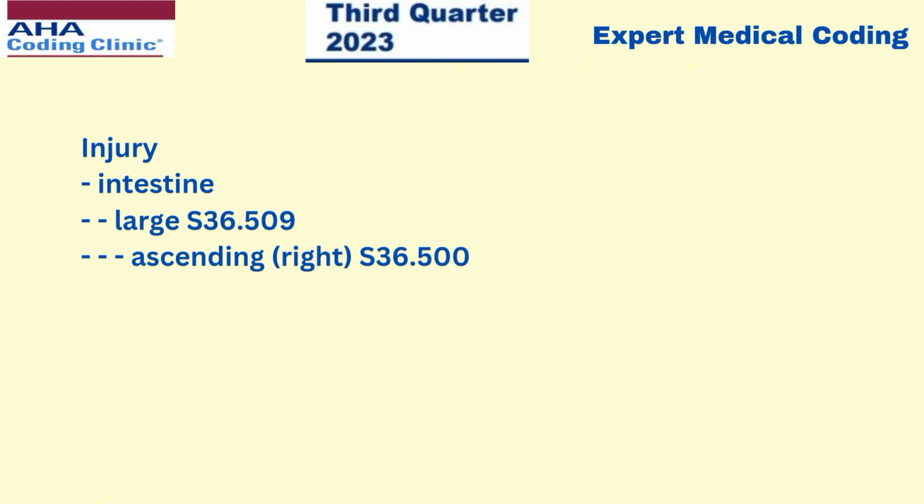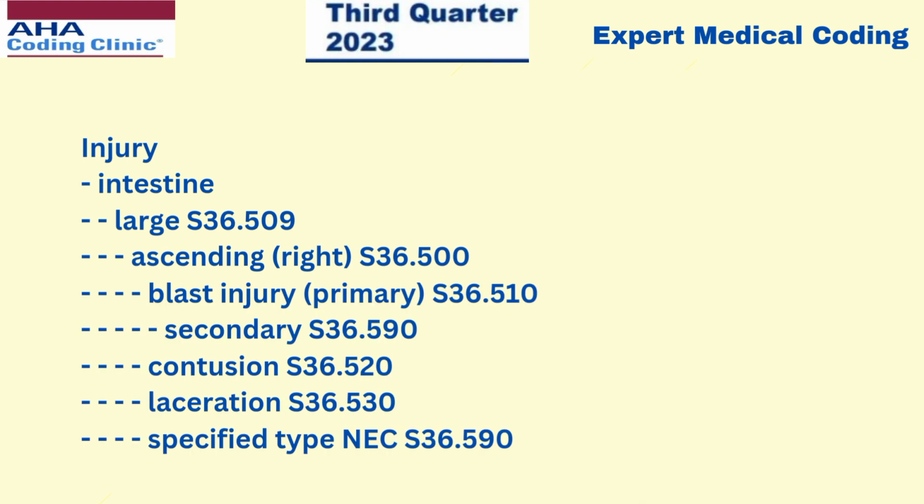And below that you can see blast injury is documented, blast injury primary and blast injury secondary. But here we should not take the blast injury code, or the blast injury primary or blast injury secondary codes. Instead of that, we have to take the specified type not elsewhere classifiable code. So S36590 is the correct code.